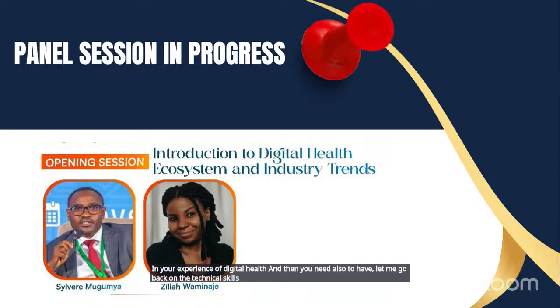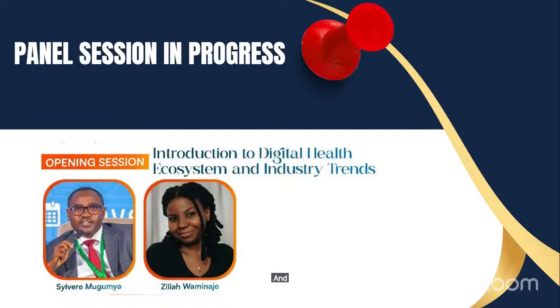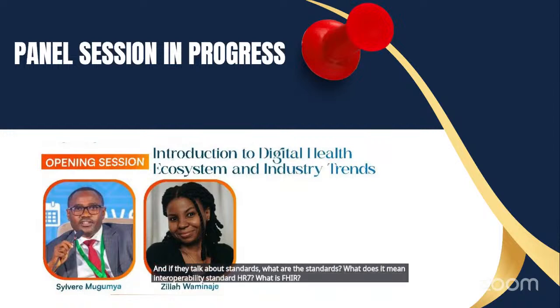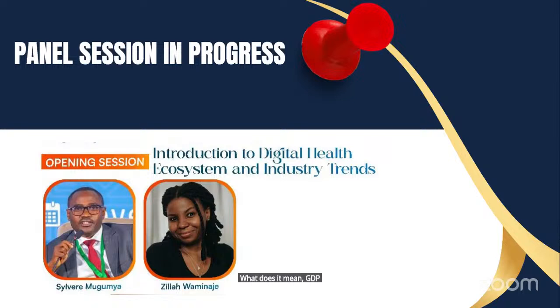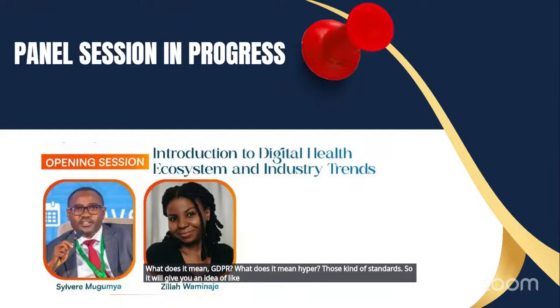And then let me go back to the technical skills. You need to understand the health informatics tools, like the electronic health record. What does it mean? What does it do? And if they talk about standards, what are the standards? What does it mean, interoperability standards, HL7? What is FHIR? What does it mean, GDPR? What does it mean, HIPAA? Those kinds of standards will give you an idea of where they are applied in health. Because we are working with a sensitive sector and sensitive data, and this data needs to be protected with all of these standards.